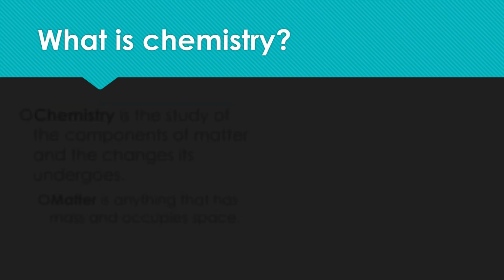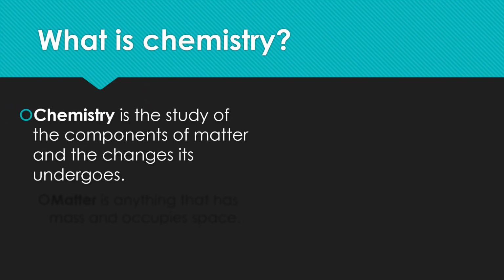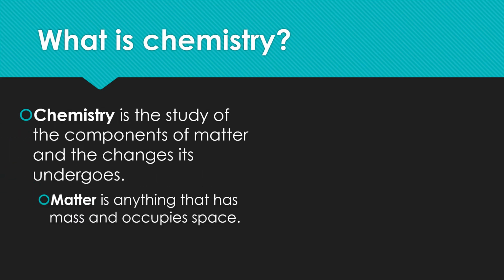What is chemistry? Chemistry is the study of the components of matter and the changes it undergoes. So we're going to talk about matter and what matter does and how it behaves. But what is matter? Matter is simply anything that has a mass and occupies space.